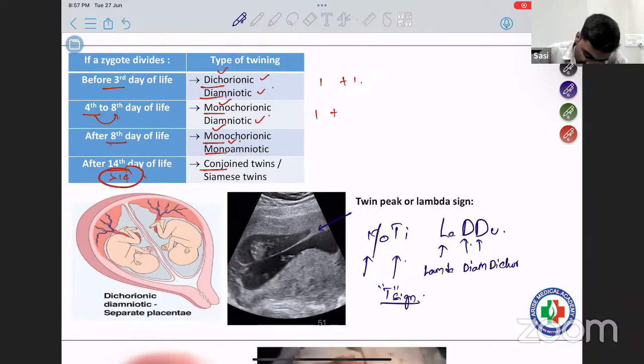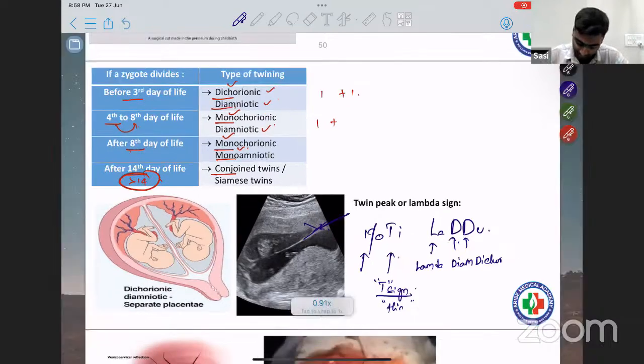And this is how this lambda sign looks like. We're able to draw the lambda in the case of lambda signs. Whereas in the case of T sign, it will be just a thin one. Okay, it's just a thin one. Just remember these things. Fine. Now you can remember them as Moti and Didi, Moti Laddu. Fine, it's up to you.